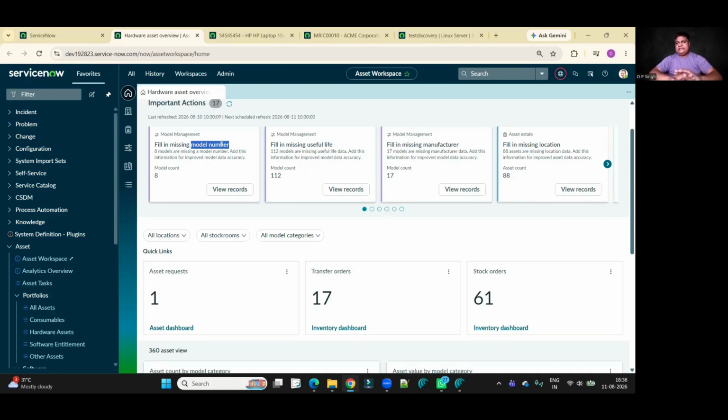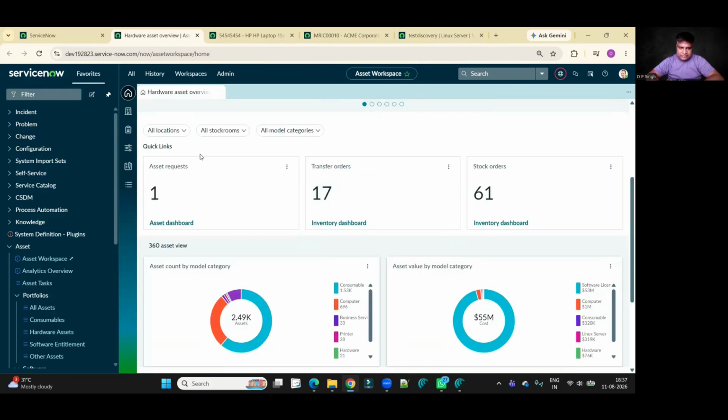Okay. So these are the out of box things, totally depend on your organization. Okay. If in your organization model number is not that much used, you can ignore it, but you have to fill it if it is needed. Okay. Same thing with others. Okay. So these all are the basic checks for the data accuracy. Fill in the missing location. So a total of 88 records are there which are not having the location. Okay. So like this, you can see. So you can see basic details.